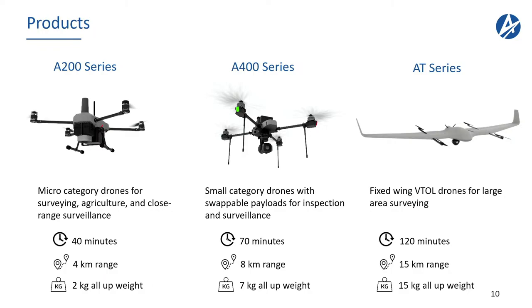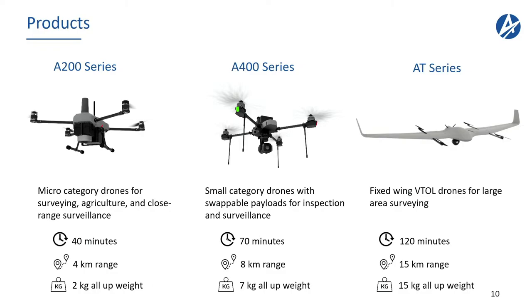Coming to the next two series, these are the A400 series and the AT series. A400 is small because the entire all-up weight is around 7 kg. This is used for surveillance in border areas and oil and gas areas, because it has a very high resolution 30x camera. It can monitor any human being at maybe 500 meters to 1 kilometer range. It can see and track that something is moving along the borders, or maybe a human gathering in a plant.